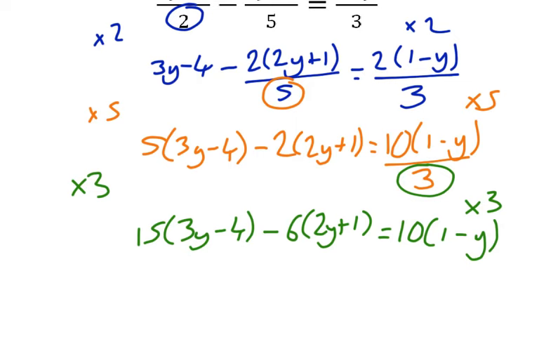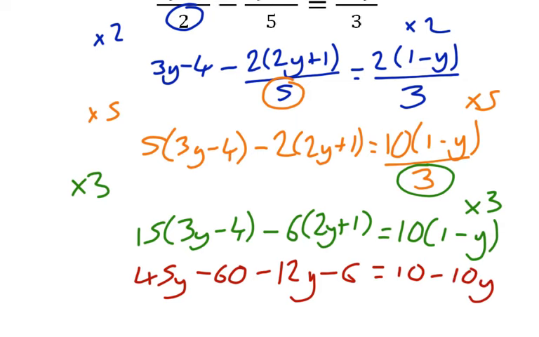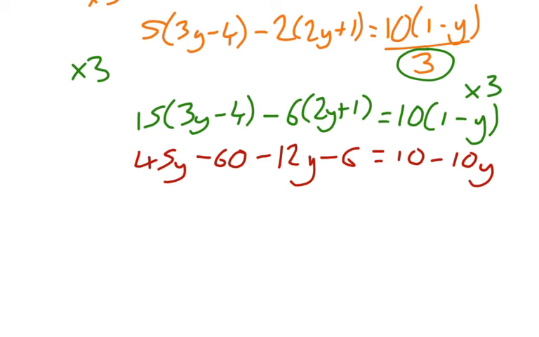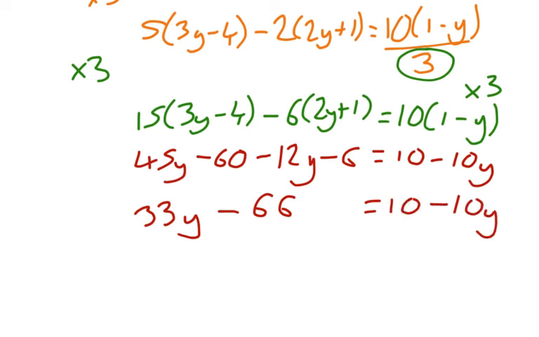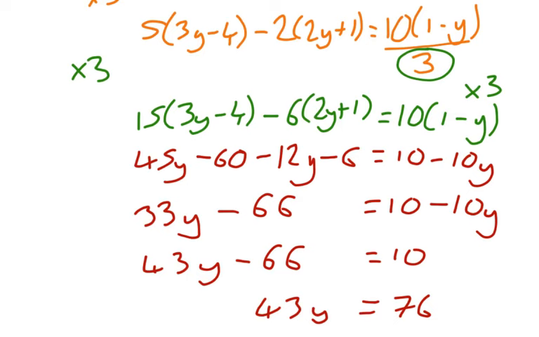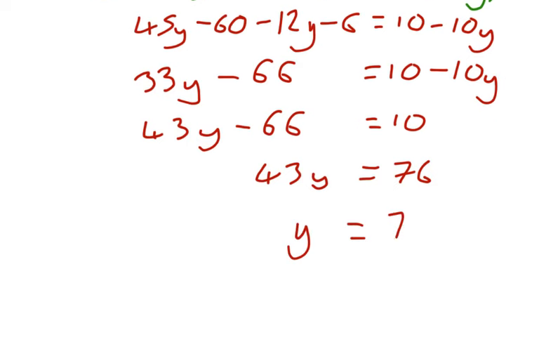Now we just expand everything, and we get 15 times 3y is 45y, and then minus 60, minus 12y, minus 6, equals 10 minus 10y. And then we just need to simplify this up before we can solve it. So 45y minus 12y is 33y minus 66 equals 10 minus 10y. And then pulling over the minus 10y, adding that to both sides, we get 43y minus 66 equals 10. Adding the 66 gives us 43y equals 76. And finally, y equals 76 over 43 as our final answer.